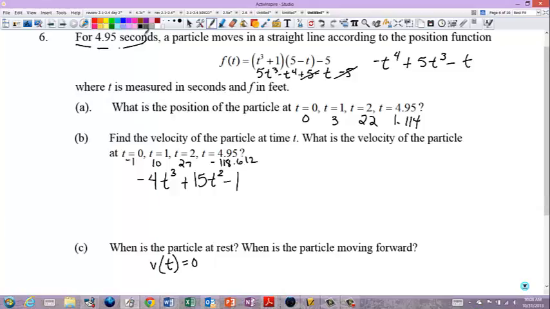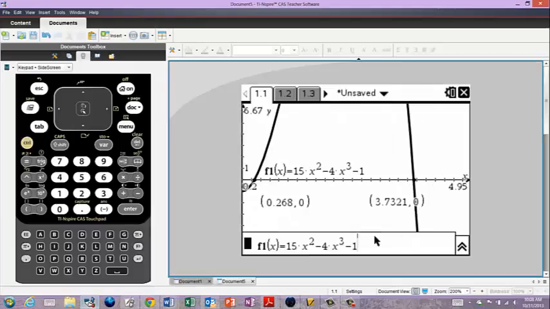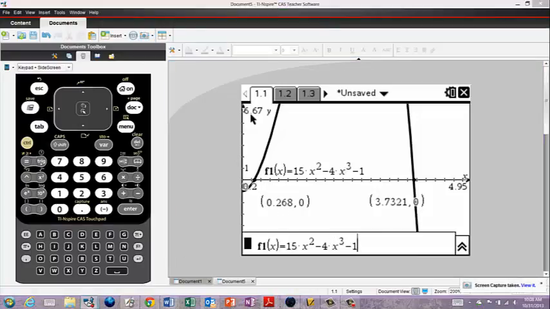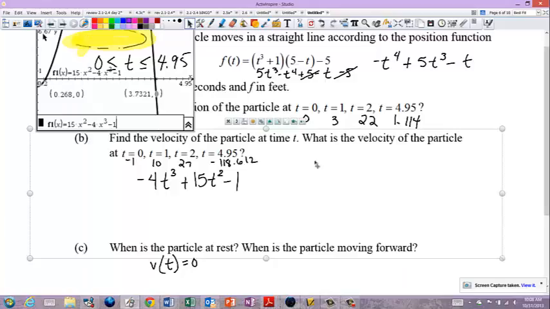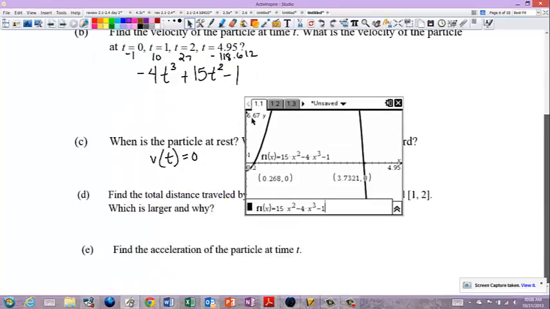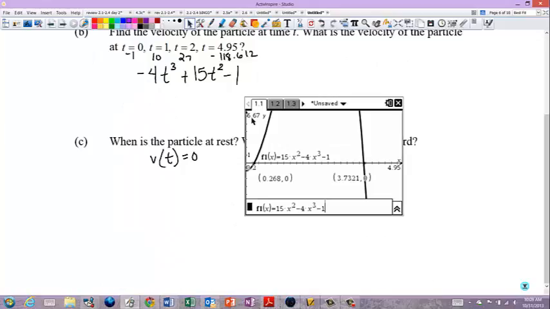And then 4.95 seconds, right here. In other words, he stops moving at 4.95 seconds. They could have told you this; that's what they were saying for 4.95 seconds. Now I find my zeros. My zeros are 0, that one, and that one. Hold on, let me copy this and paste it over here so we can see what's going on. I'm going to need both of these in a little bit.